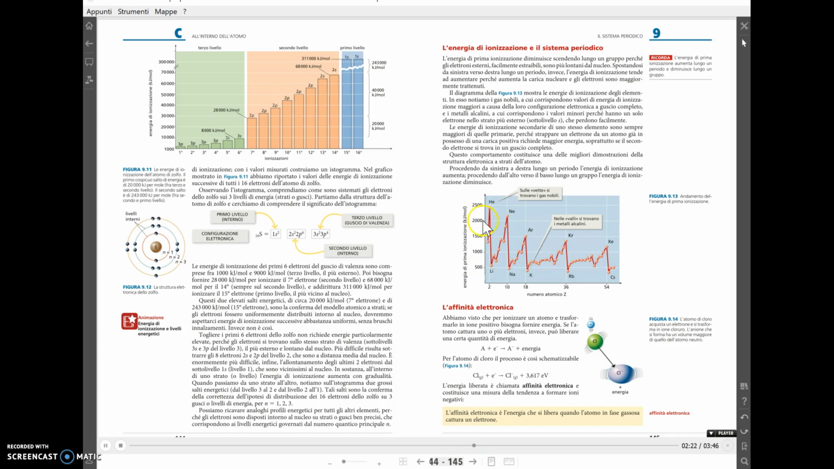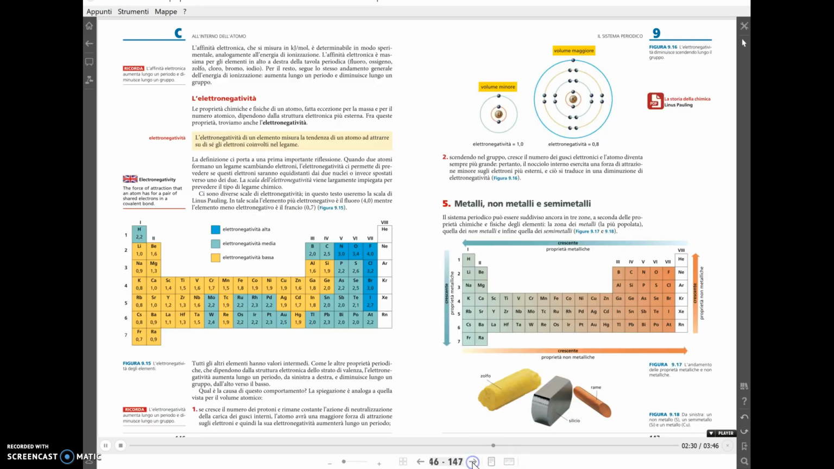Electron affinity is the energy released when an atom in the gaseous phase captures an electron. Electronegativity describes the tendency of an atom to attract electrons that are bound to other atoms in the same molecule, and thus the tendency to form negative ions. It increases from left to right across the periods and decreases from top to bottom through the groups.